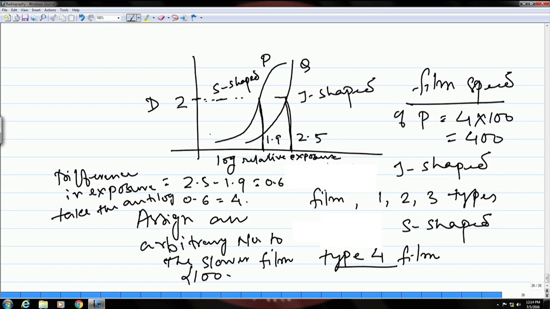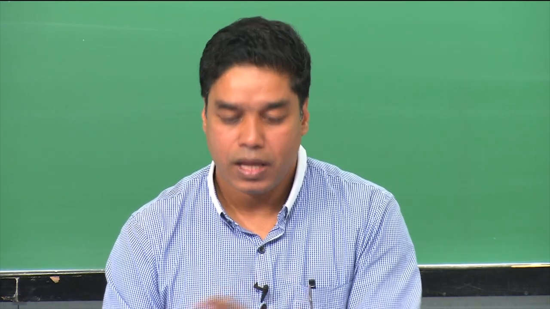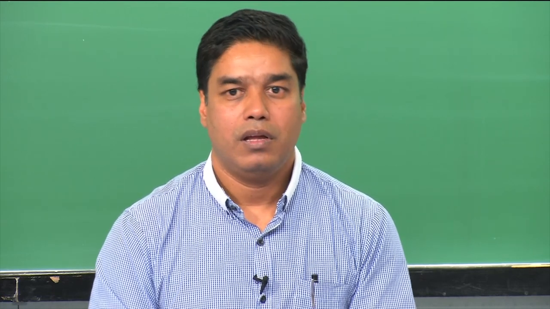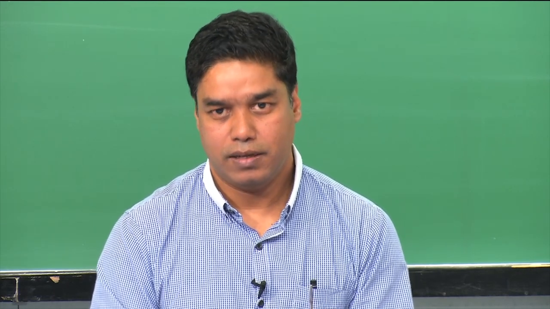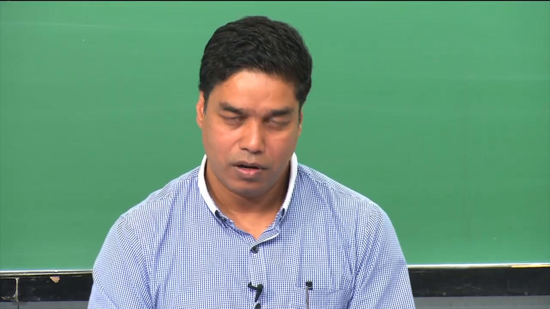Similarly, you might have another film over here, and for that also you can see what is the exposure and take the difference between that exposure and the exposure for the slowest film. Take the anti-log of that, and then you can calculate the speed for that particular film also. So, this is how the film speed is decided, and this also tells you that for a given kind of film, whether you need higher exposure or lower exposure time.